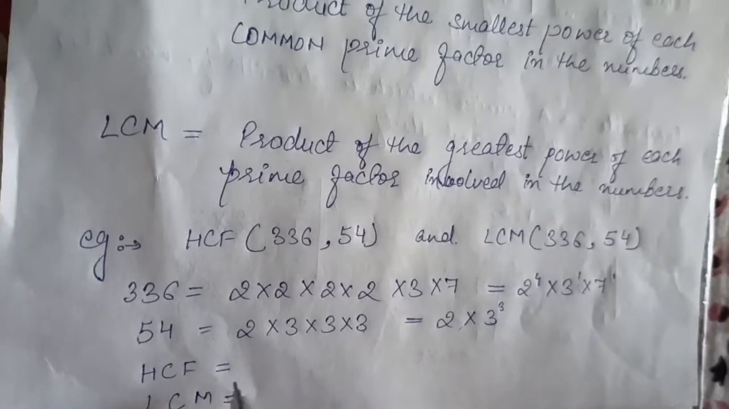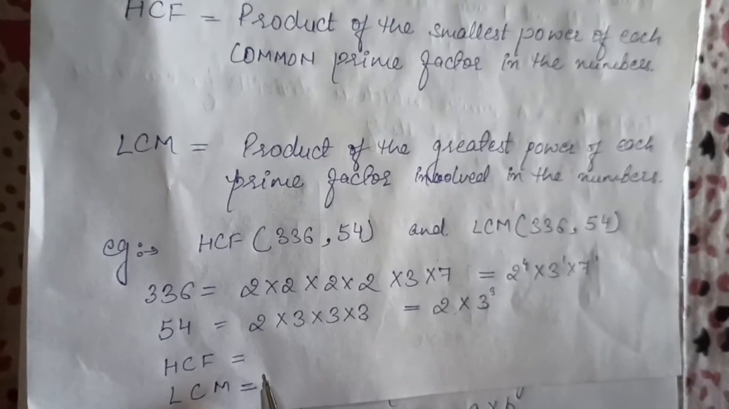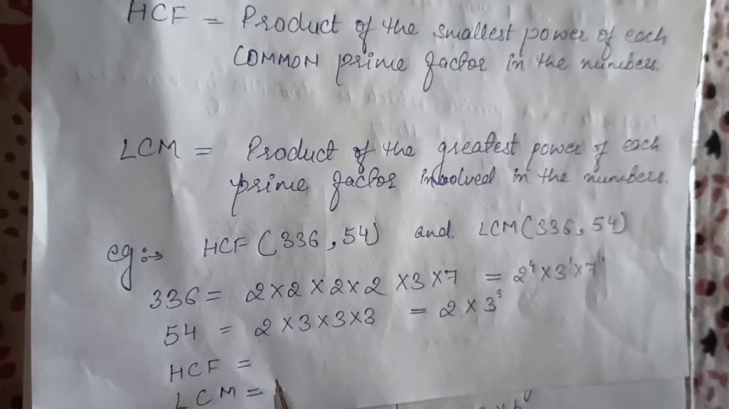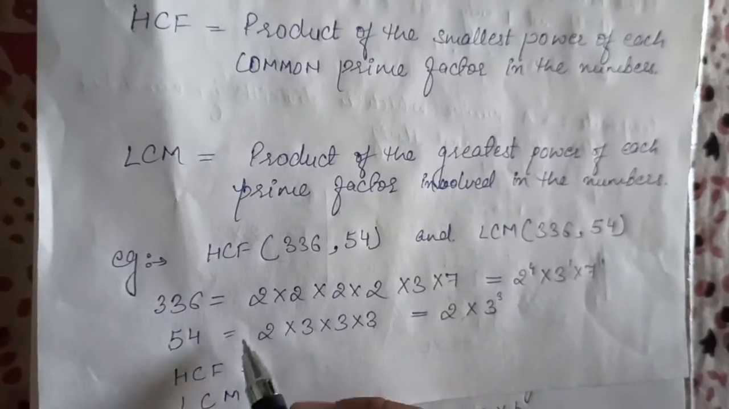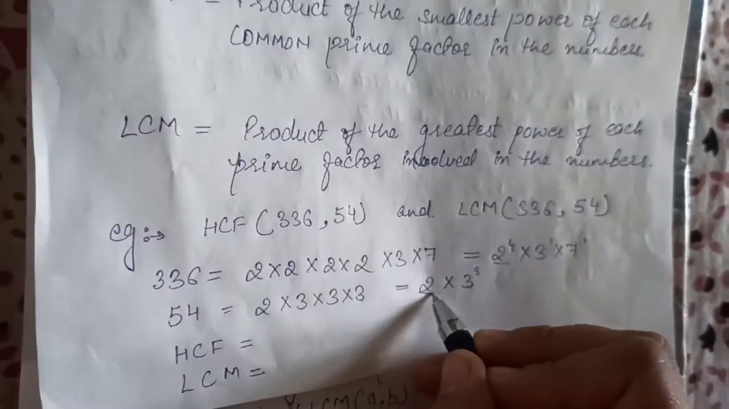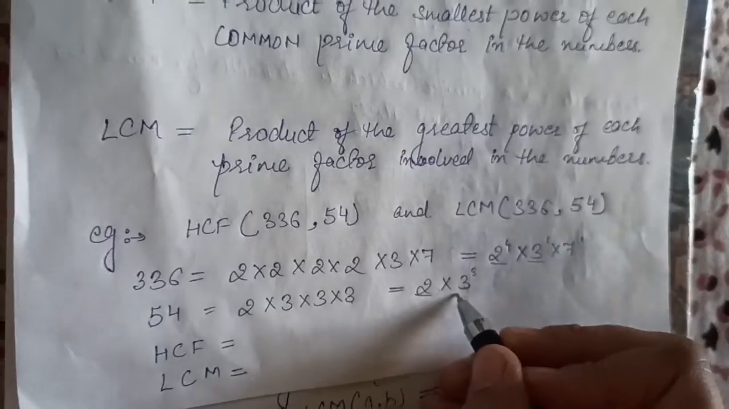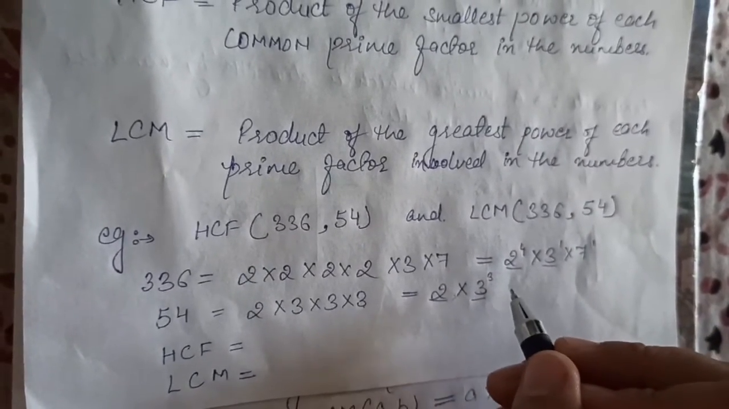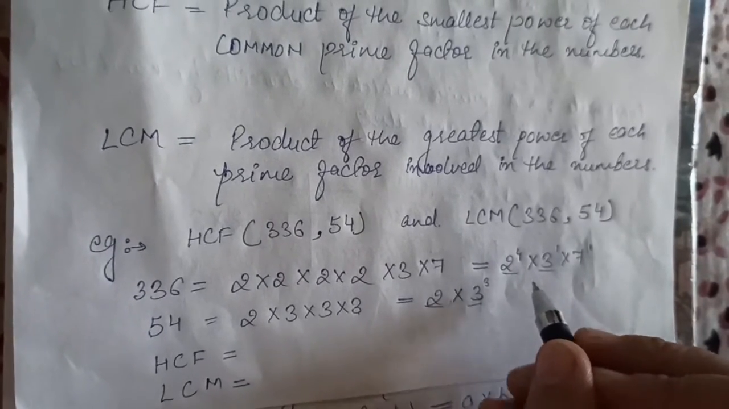Now we will find the HCF. As I told you, HCF is the product of the smallest power of each common prime factor. So first of all we will see what the common prime factors in these numbers are. The common prime factors here are 2, which is common in both factorizations, and 3 is also common for both the numbers. And we have to see the smallest power of these common factors.